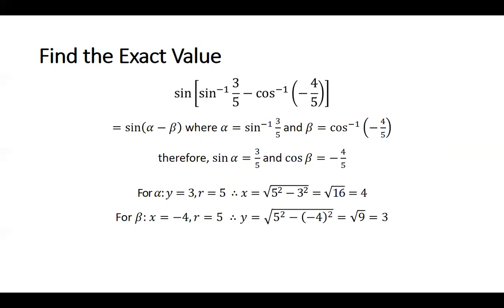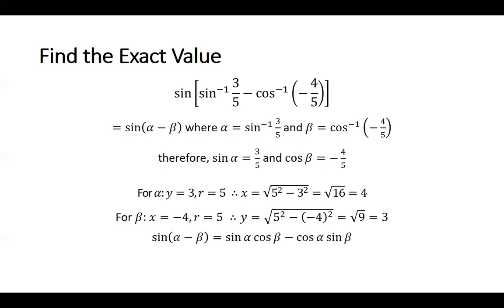And we can do the same thing for beta. x is equal to -4, r is equal to 5, y ends up being equal to 3. Now, some of you may have noticed 3, 4, 5. Yes, I used a basic 3, 4, 5 triangle for this. So you may not have had to do all the figuring that we just did.